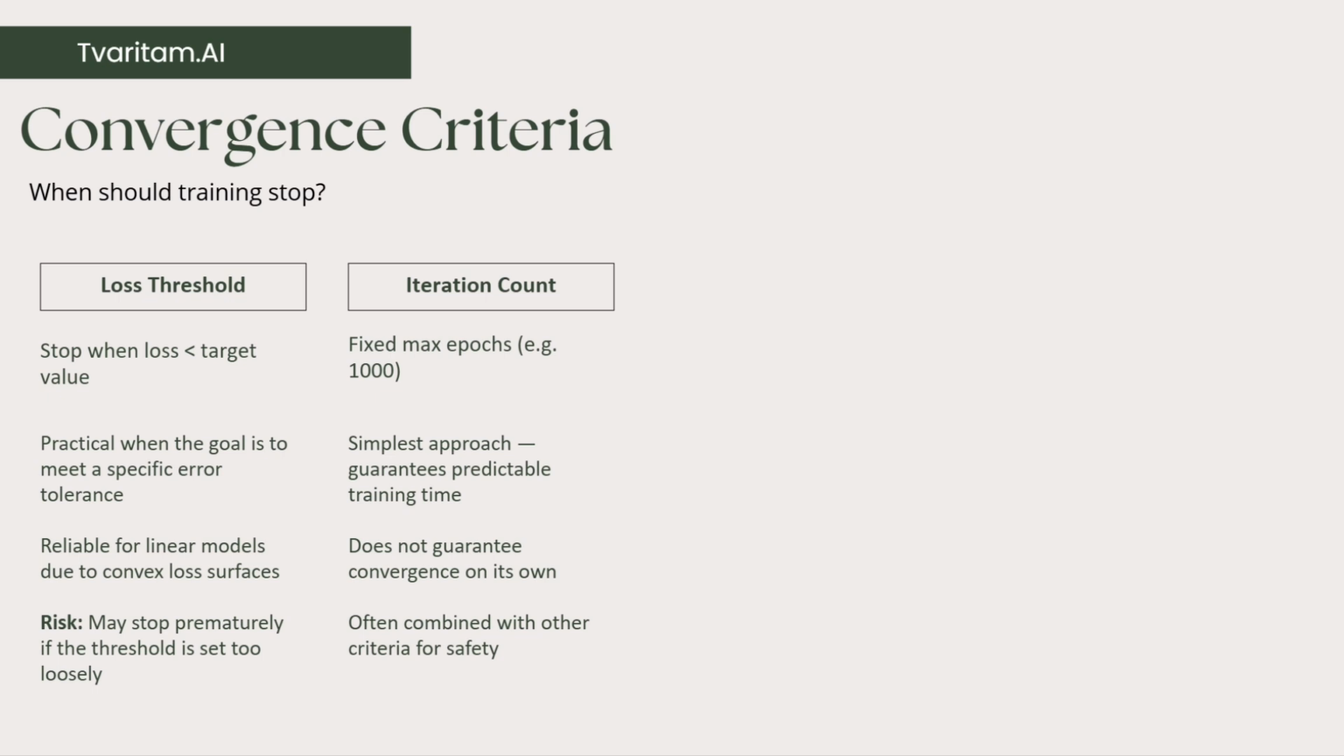In practice, this is often combined with other criteria and this is used as a safety valve where we have a fixed max number of epochs that we want our model to not overshoot.